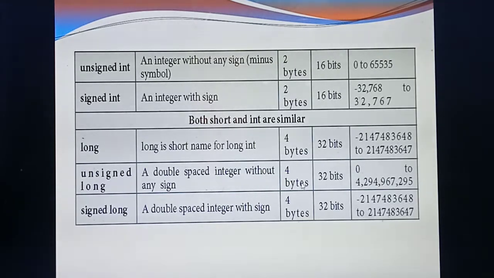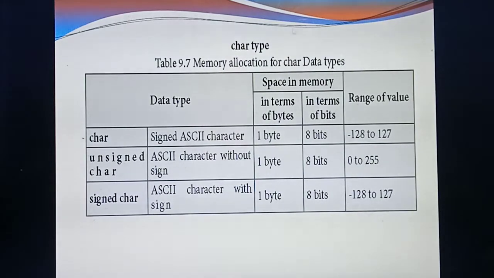Remaining under the integer all will have 2 bytes, but long, unsigned long and signed long, all the long data types, will have how many bytes? 4 bytes. In terms of bits, 32 bits. Understood? So this and all come under integer data type. Okay. Next one is character data type.